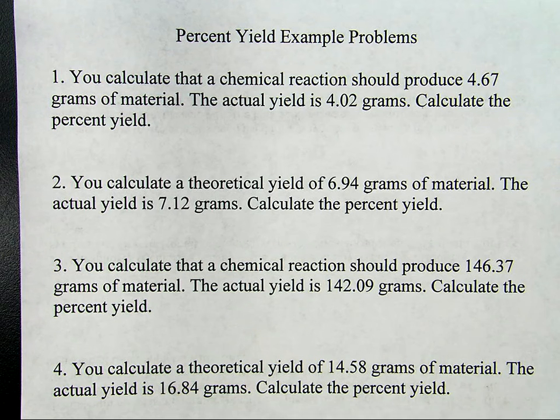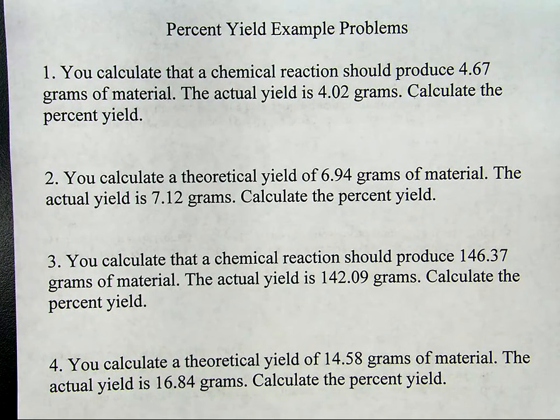Okay, so let's look at how you deal with percent yield. So this is just an introduction to what percent yield is and a quick overview of how to calculate it. A percent yield is where you're basically looking at the relationship between what you expected a chemical reaction to make and what it actually did make.